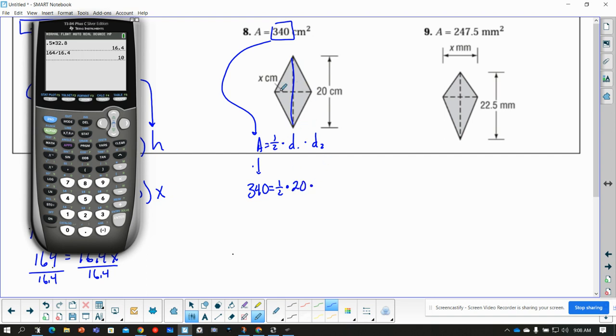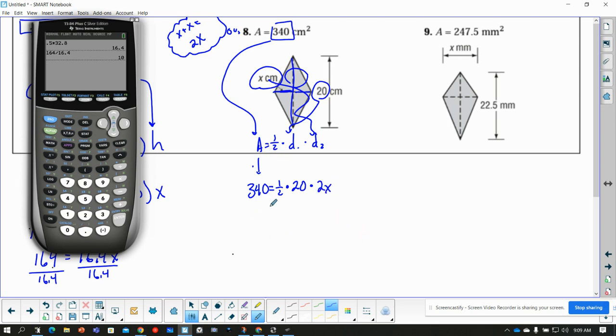times. Now diagonal 2, let's see. Diagonal 2, this is part of its x. This one would also be x. An x plus another x. X plus another x equals 2x. So that's what we're going to put for diagonal 2. So diagonal 1 went right there. Diagonal 2, which is x plus x, goes here, 2x.